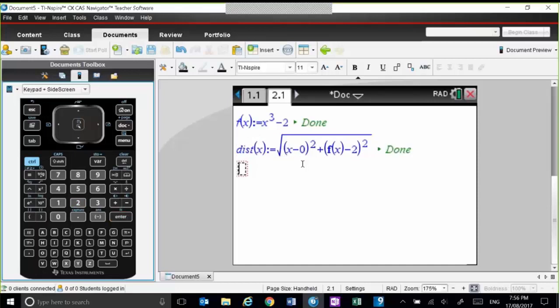Now if I actually type in, or if I won't type it in, probably when you're using a handheld, it'd be a good idea to hit the var button.